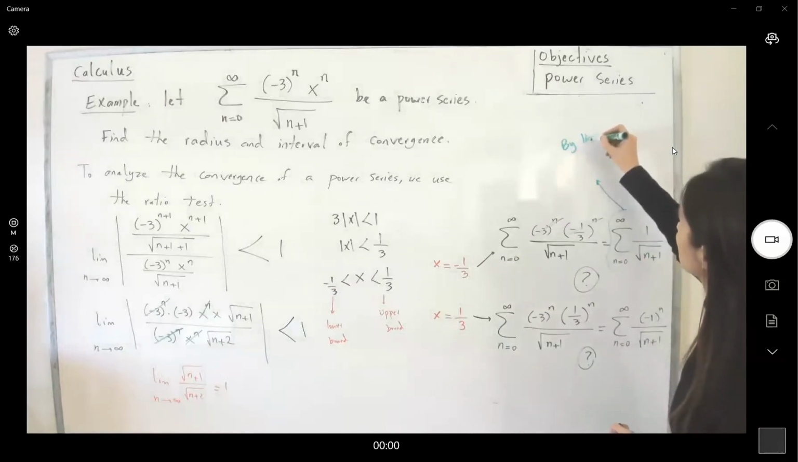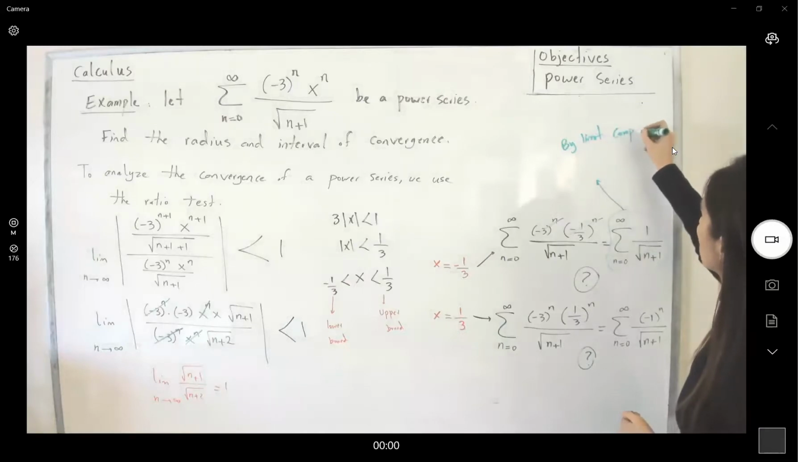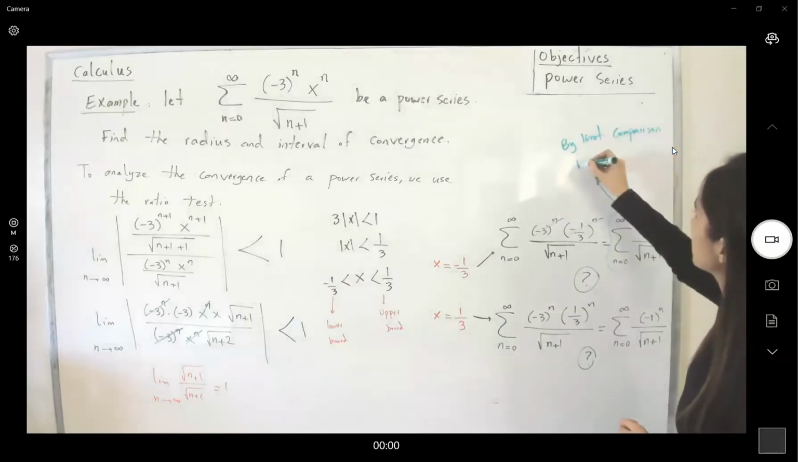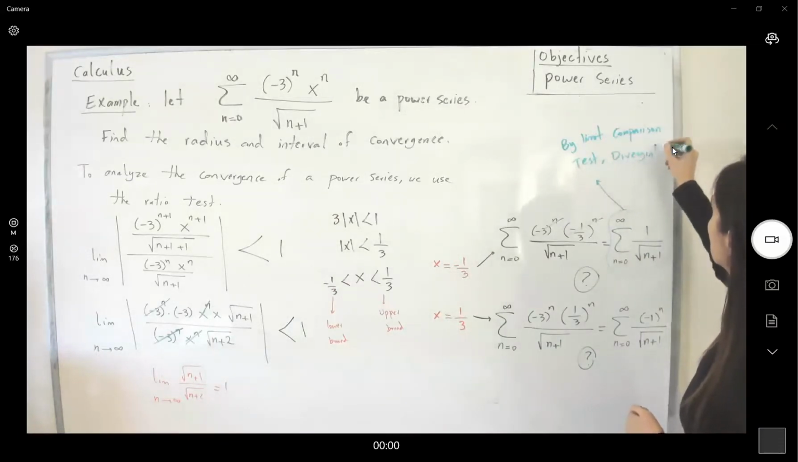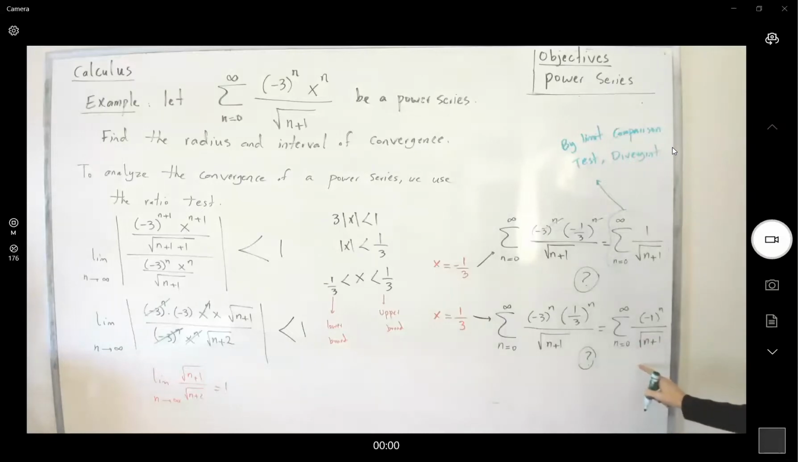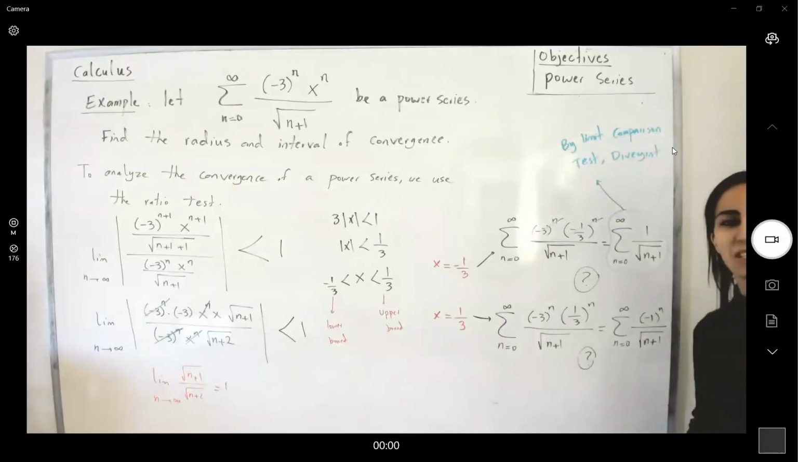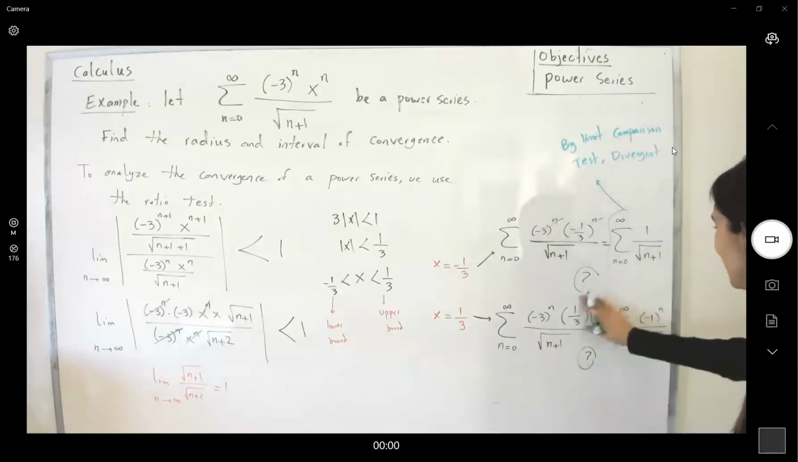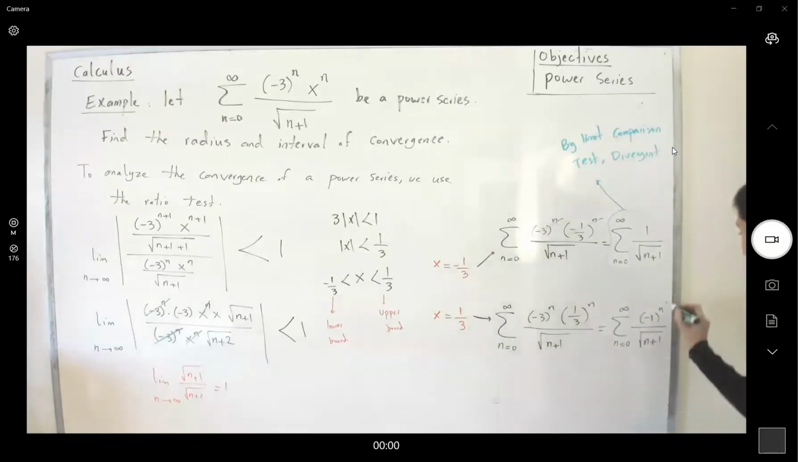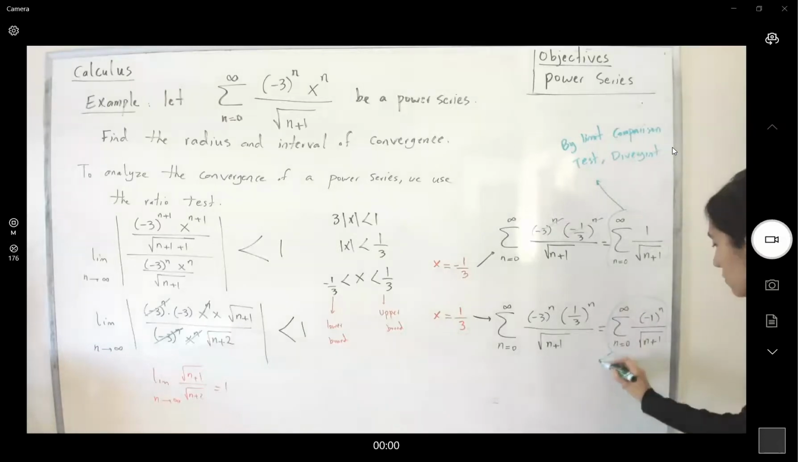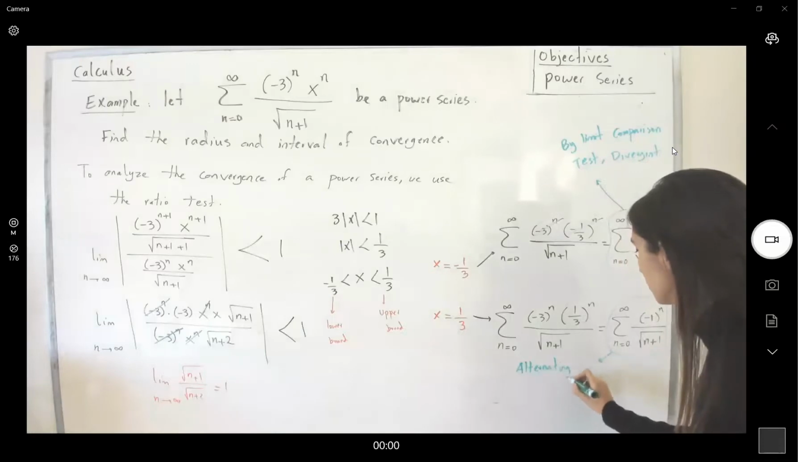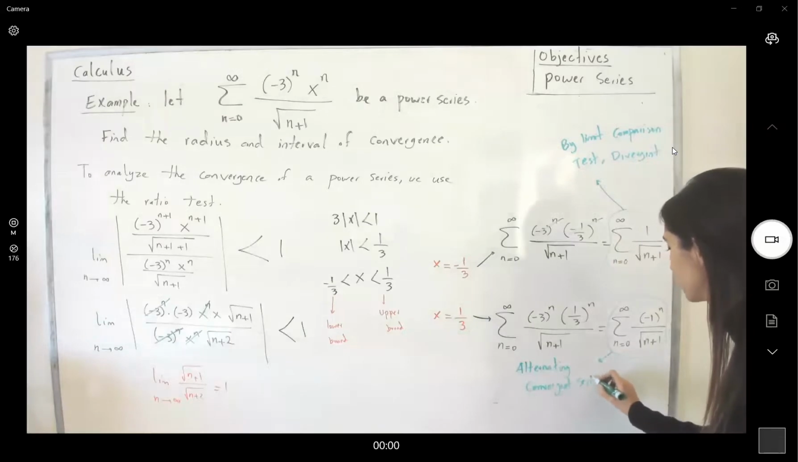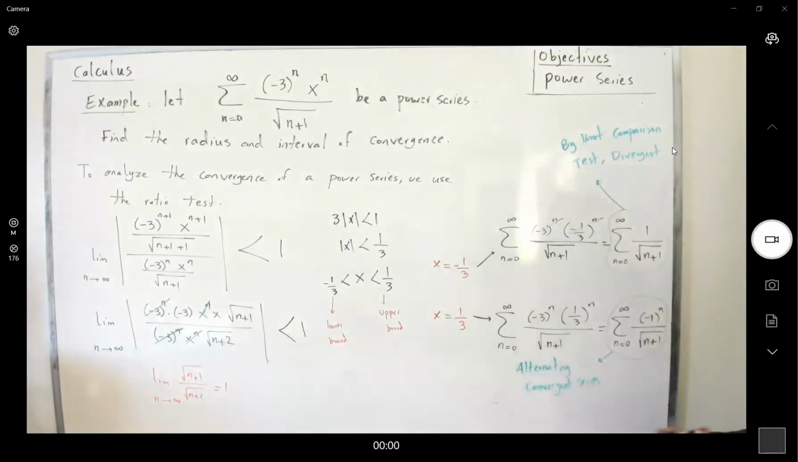By limit comparison test, it is divergent. What about this guy? This series is a convergent series. This is an alternating series. Alternating, convergent series. Well, so what's the meaning of that?